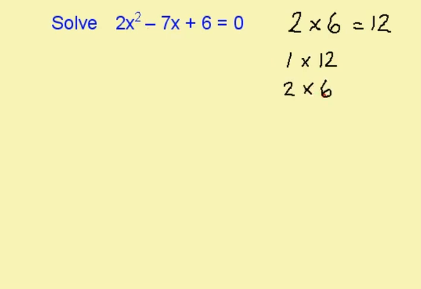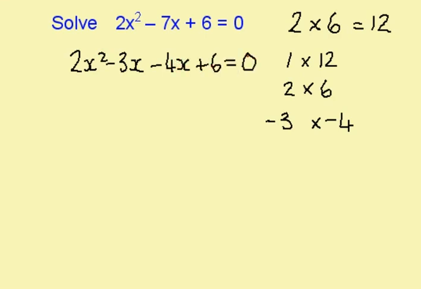2 times 6 won't give me minus 7. But 3 times 4, if I make them both negative, I can get minus 7 from them, and if I multiply them, they will give me 12. So I'm going to split my minus 7x into minus 3x and minus 4x. This gives me 2x squared minus 3x minus 4x plus 6 equals 0.